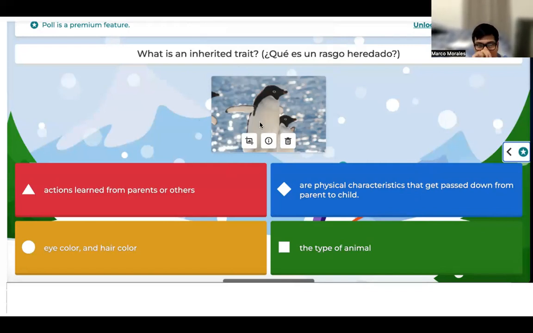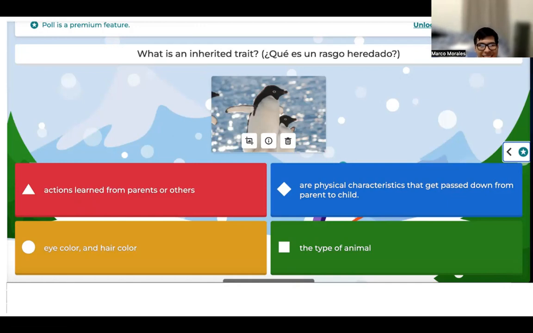Okay, so I noticed that many of you got confused with this question. Many of you picked this answer for this question. Can anyone tell me why this isn't the correct answer? Yeah, exactly. So this isn't what an inherited trait is. This is what a learned trait is. So I think you guys got confused. And does anyone know the correct answer? Yeah, you.